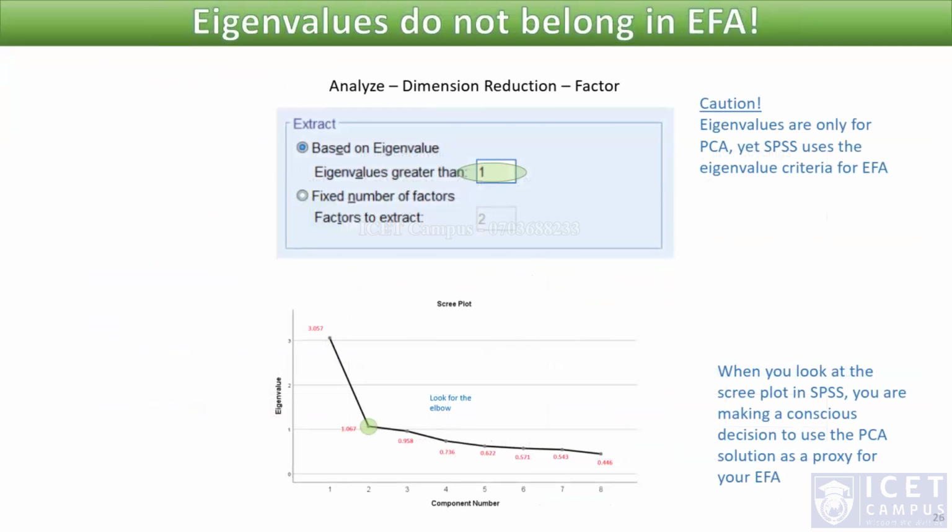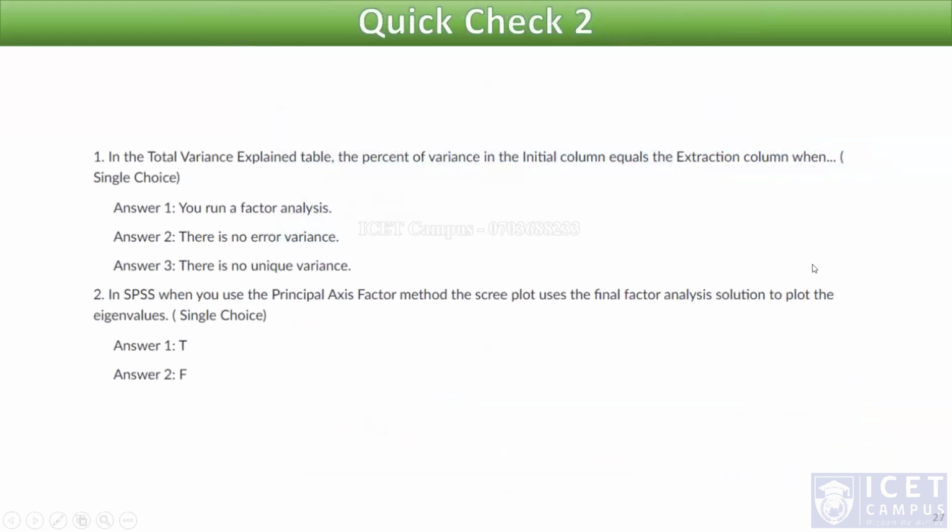Sometimes we can't separate the factors like that, so then we can separate based on these eigenvalues, right? Eigenvalues are only for principal component analysis, right? We'll see.